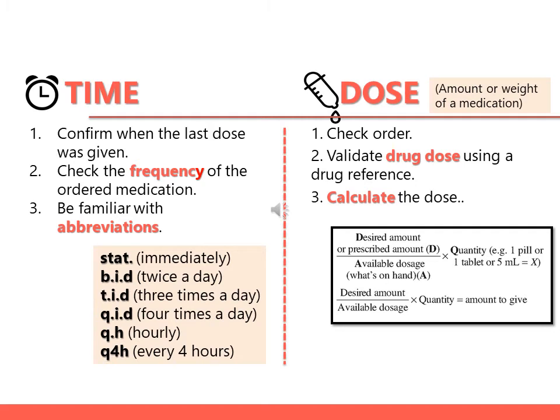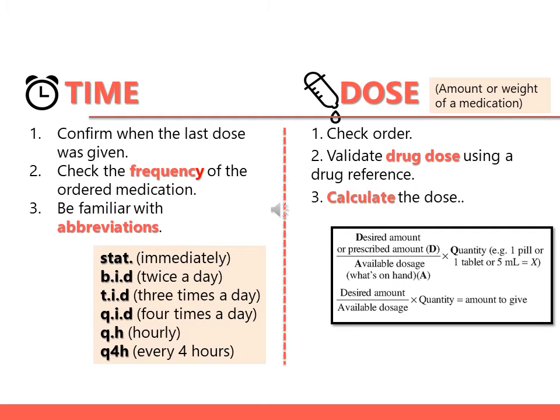As mentioned earlier, Stat means you give it immediately to your patient. If the medication says BID, that means the medication should be given twice a day. TID, the medication should be given 3 times a day. QID, 4 times a day. QH, which means the medication should be given every hour.